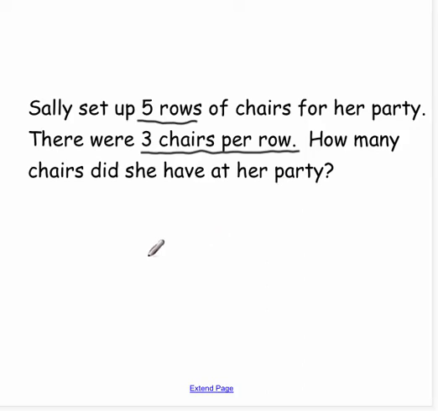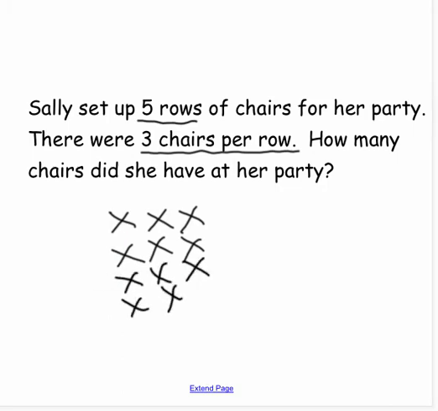I'm going to go ahead and draw my array, 3 chairs per row. There's 1 chair, 2 chairs, and 3 chairs. And I have 5 rows of these. So this is 1 row, 2 rows, 3 rows, 4 rows, and 5 rows.